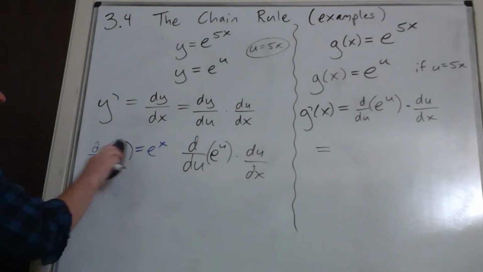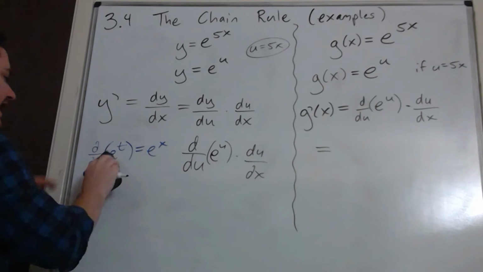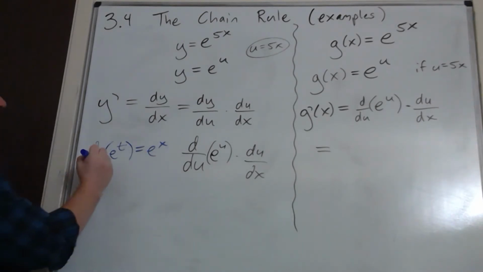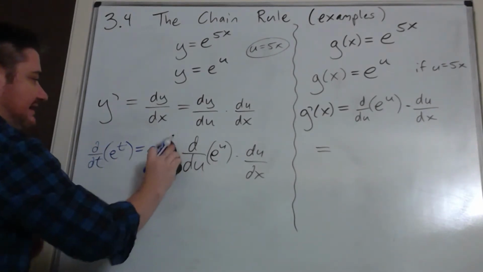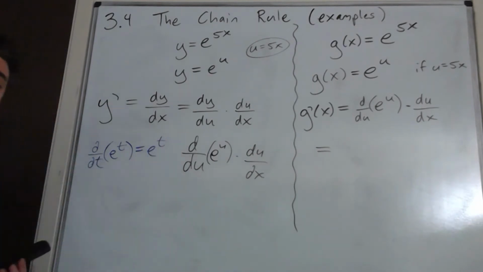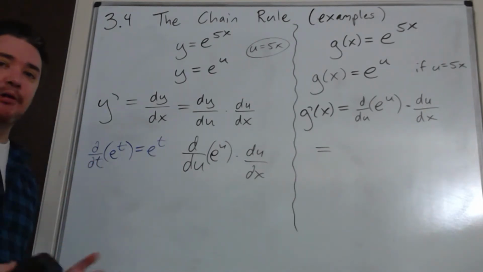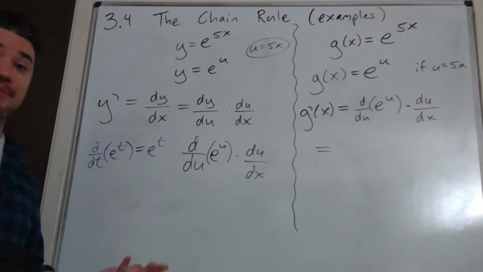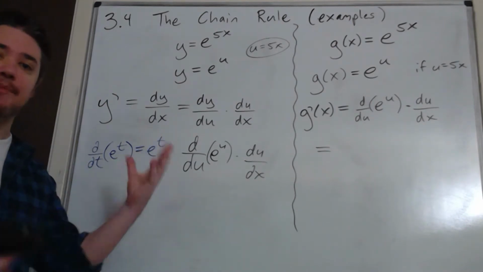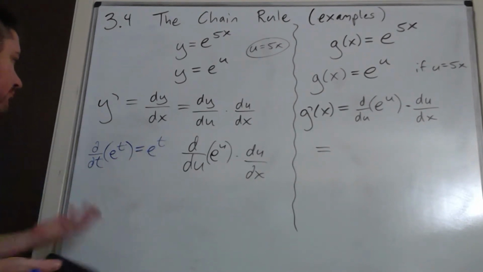If I had e to the t, if t was my variable, and I took the derivative with respect to t, then I would get e to the t, right? So sometimes they use the phrase dummy variable, not meaning a dumb variable, but more like a mannequin, a dummy, right? It's like a placeholder. It doesn't really matter what we call that, right?